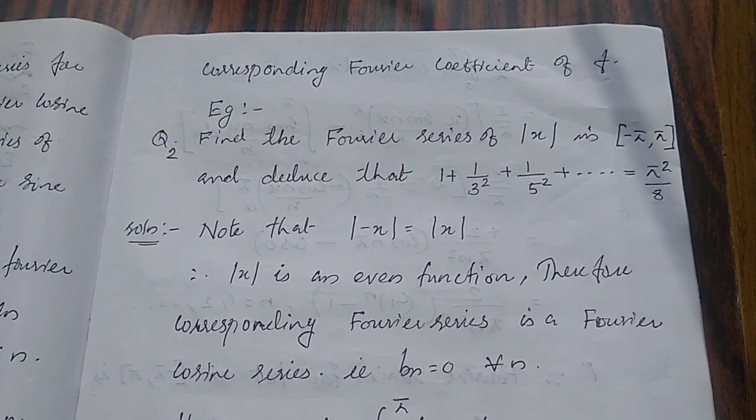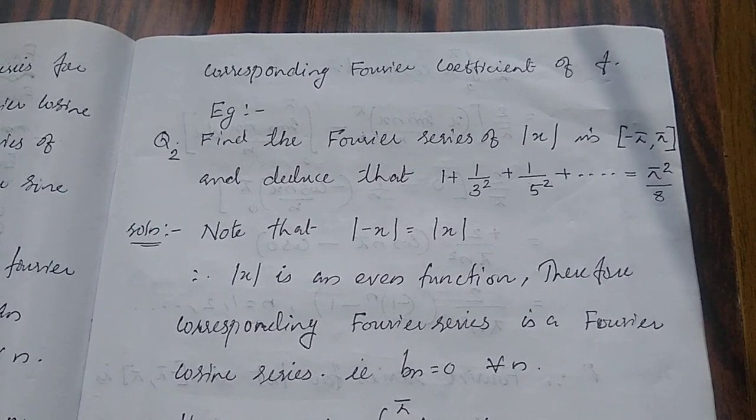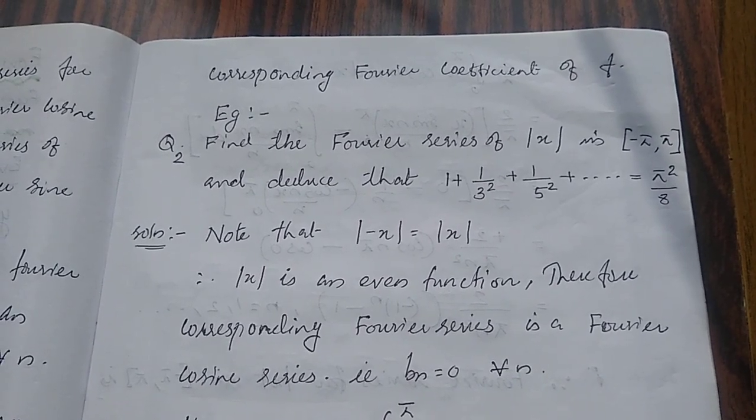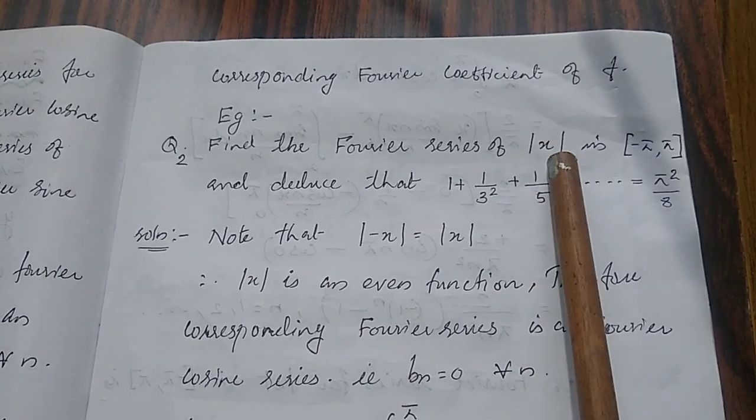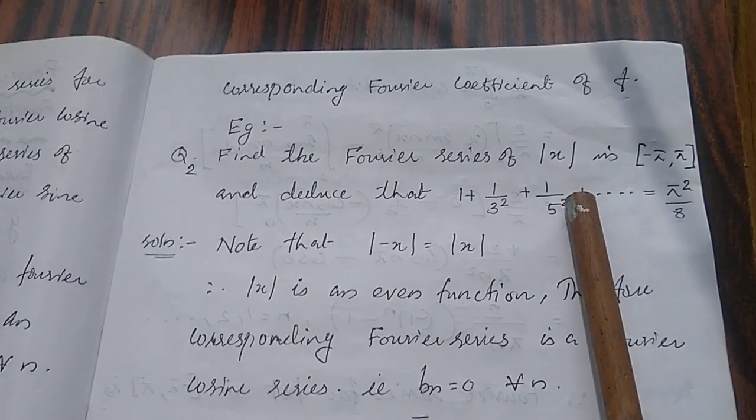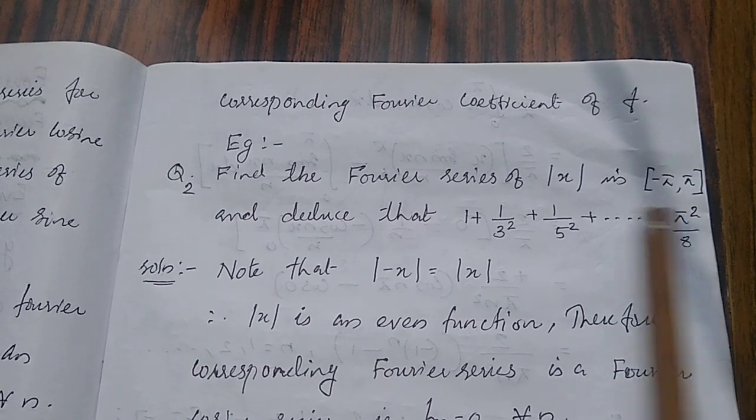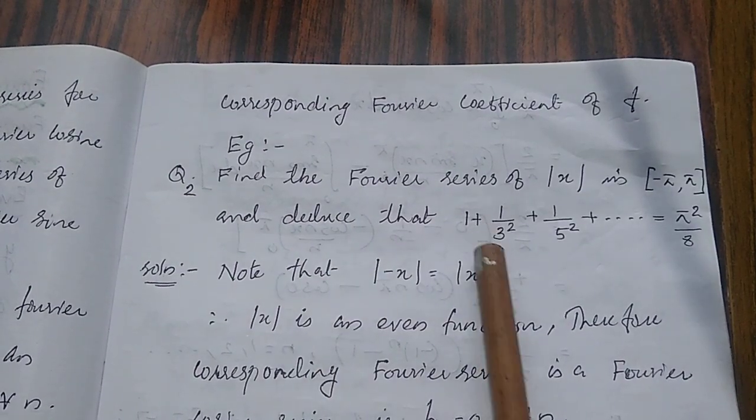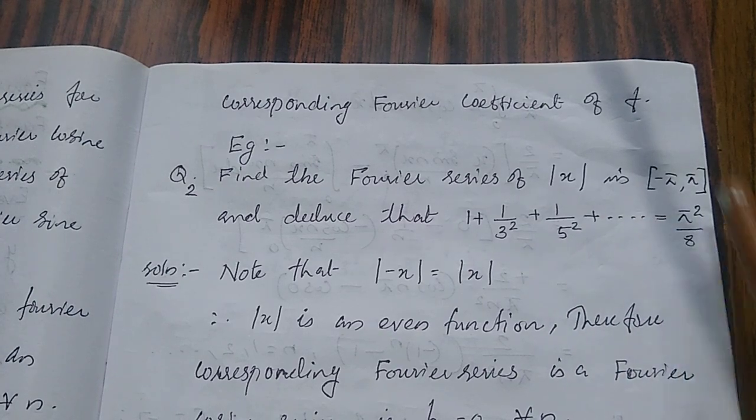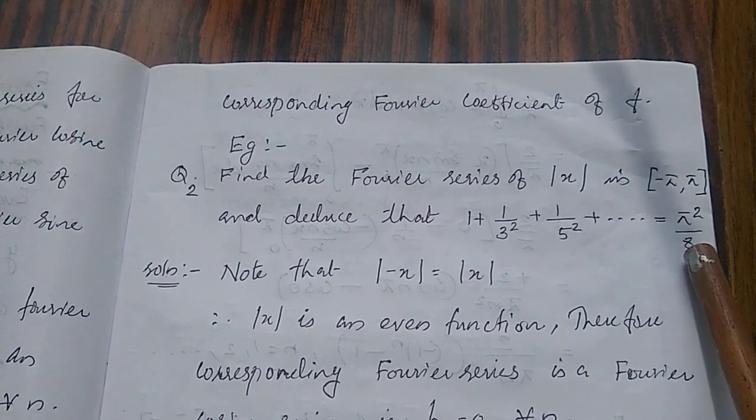Here is one example. Find the Fourier series of mod x. In our first discussion we specified that mod x is an even function, so there is no need of finding all its coefficients. In minus pi to pi, and deduce that 1 plus 1 by 3 square plus 1 by 5 square plus so on is equal to pi square by 8.